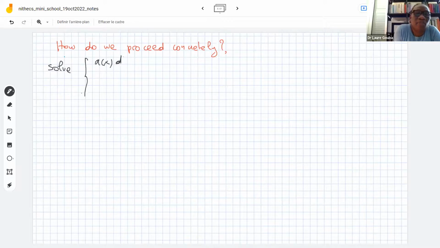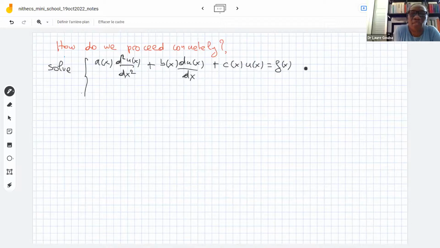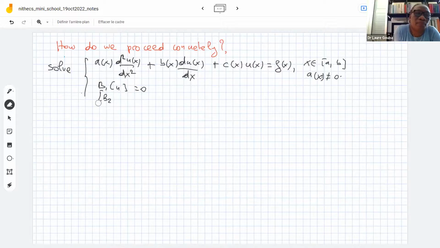a(x) d²u/dx², you can put u(x) here, plus b(x) du/dx plus c(x) u(x) is f(x), where x is in an interval (a, b), and of course a(x) is different from 0. I assume that the coefficients are real, not complex. And then we have homogeneous boundary conditions, B1 u is equal to 0, B2 u is equal to 0.